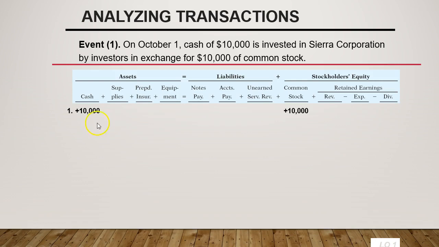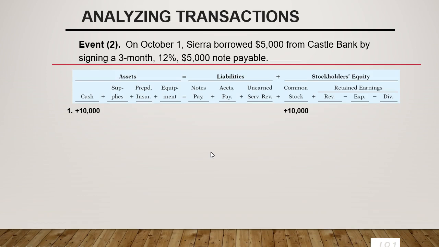Notice that this transaction balances. The assets equal liabilities plus our stockholders' equity. You want more? All right. Next, on October 1st, the company borrowed $5,000 from the bank, signing a 3-month, 12% notes payable in the amount of $5,000.